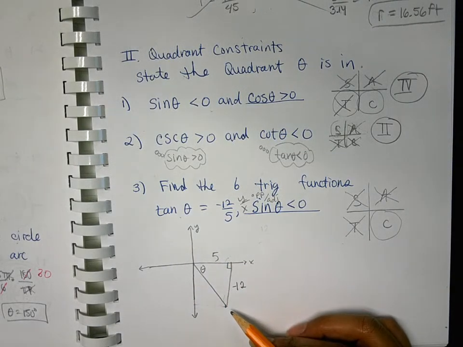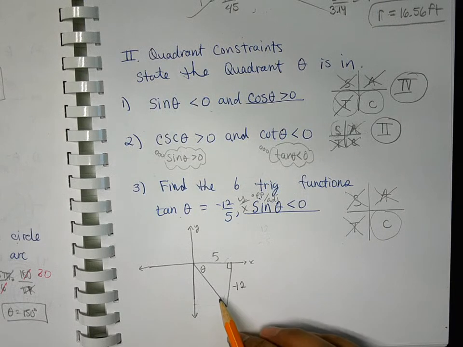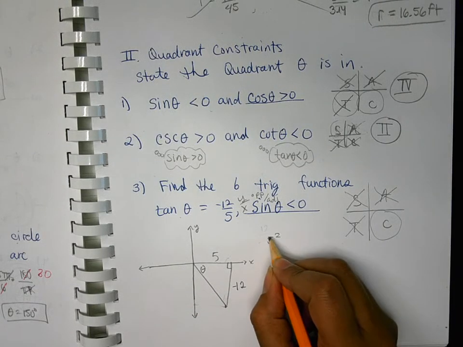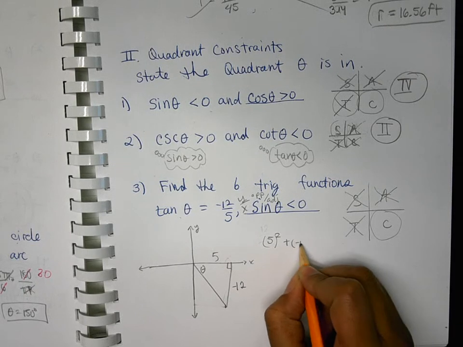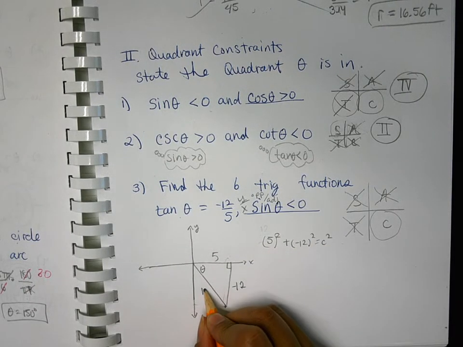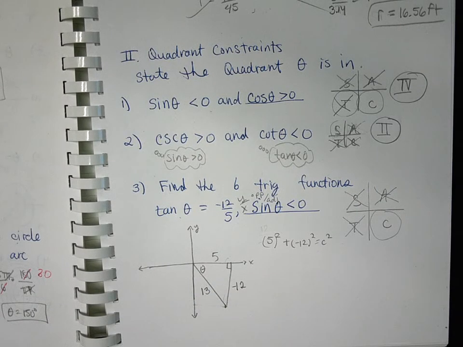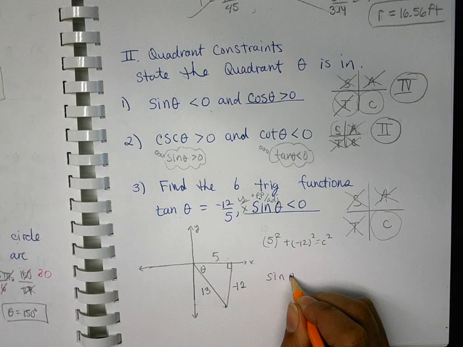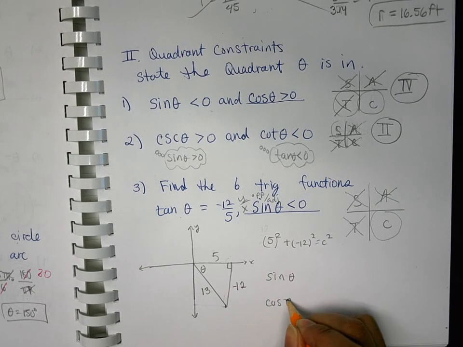Now I heard some of you already give me the hypotenuse. Do you guys have the triple memorized from last year? 5 squared plus negative 12 squared equals c squared. What does c equal? 13. If you didn't know that, then you do the math. 25 plus 144 equals c squared. Add in square root. All right. Do we now have enough information to find sine of theta, cosine of theta, and tan of theta?